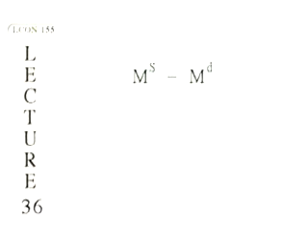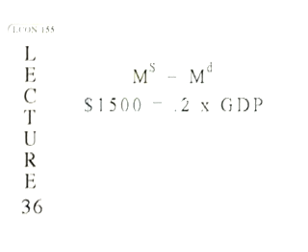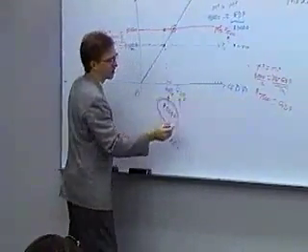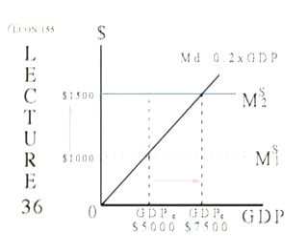This is $1,500, money supply, equals 0.2 times GDP. That's our equilibrium condition. This is the money demand equation, 0.2 GDP. Then we can divide by 0.2. These cancel, so the equilibrium GDP equals, really this is like multiplying by 5, $7,500. Questions about this?